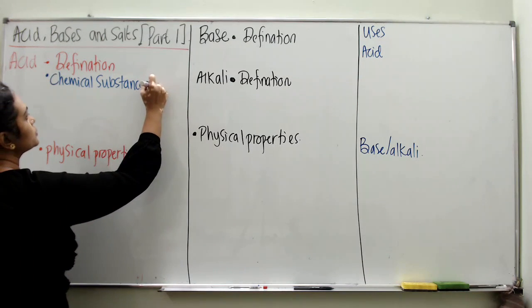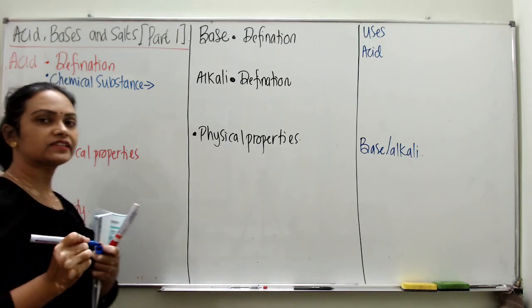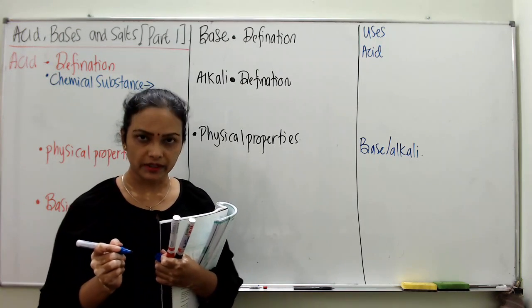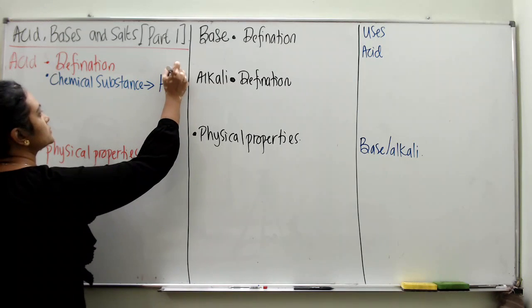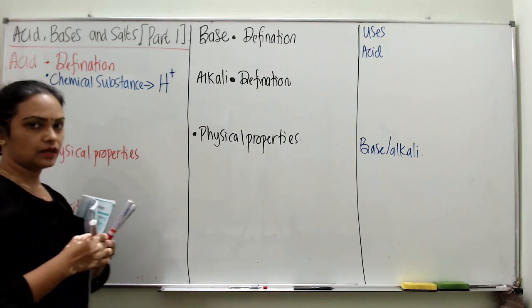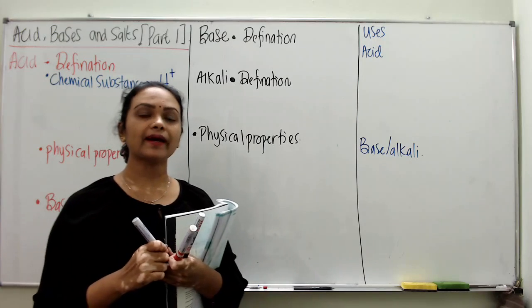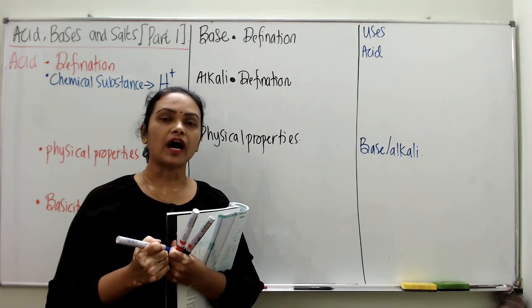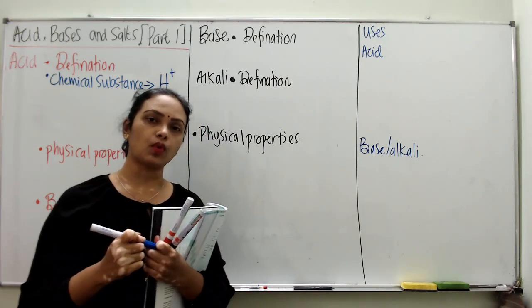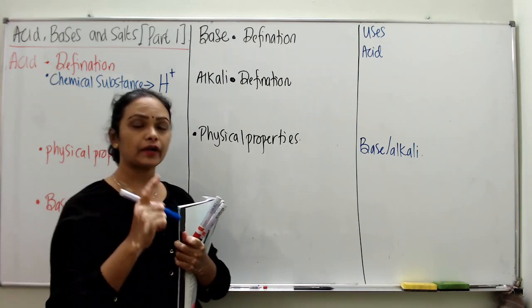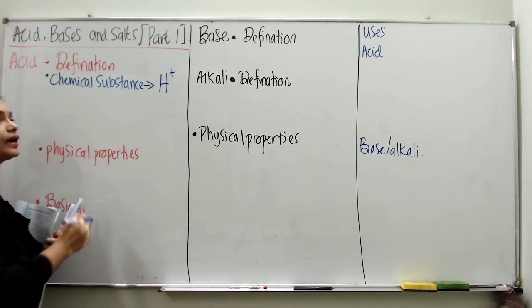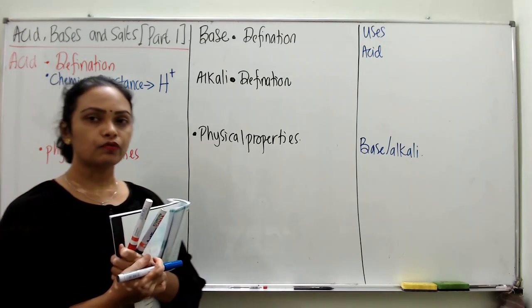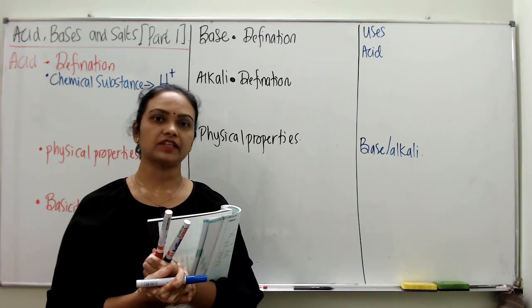Acid is a chemical substance which dissolves in water, or we can say ionizes in water, to produce hydrogen ion. This is the most important part. Acid is a chemical substance which ionizes or dissolves in water to produce hydrogen ion. In fact, hydrogen ion is the one responsible for the properties of acid.